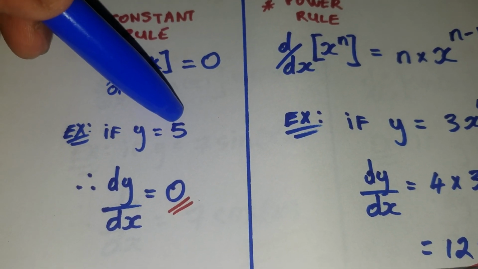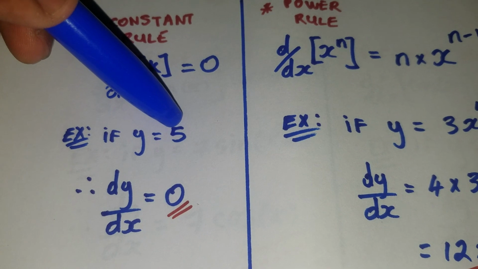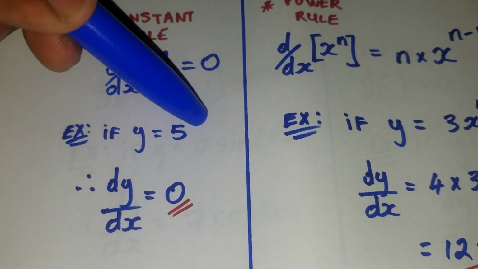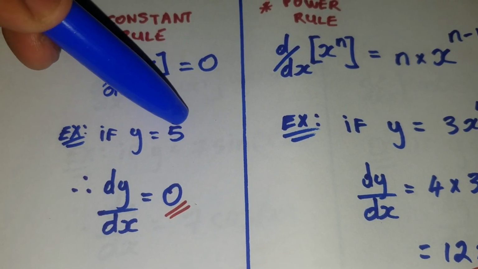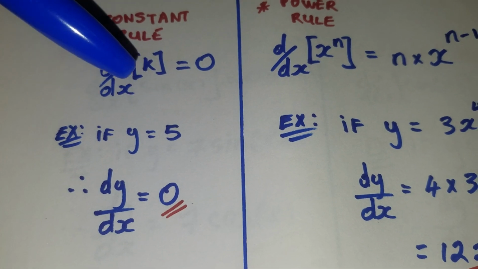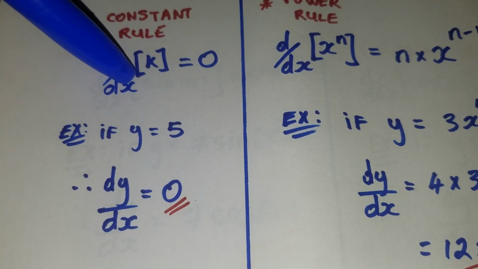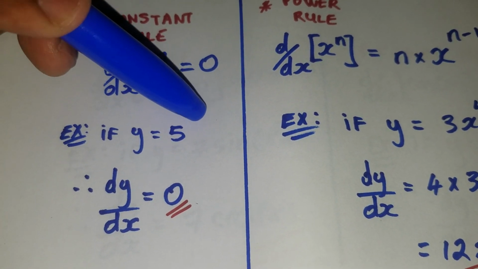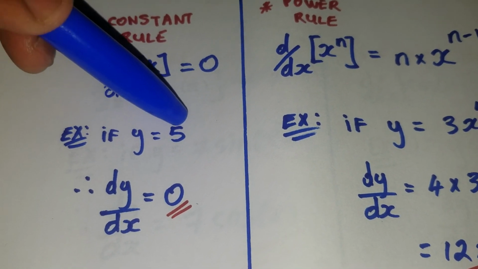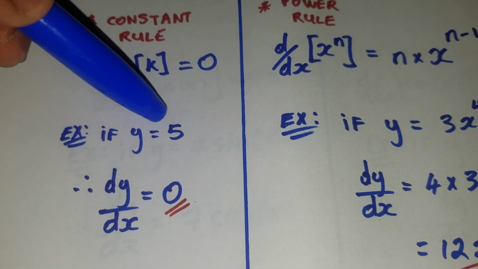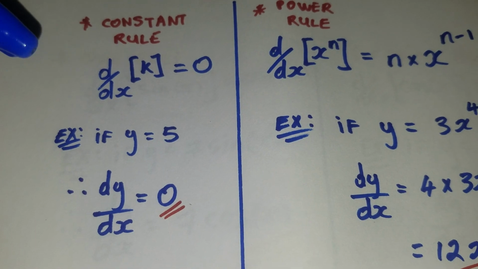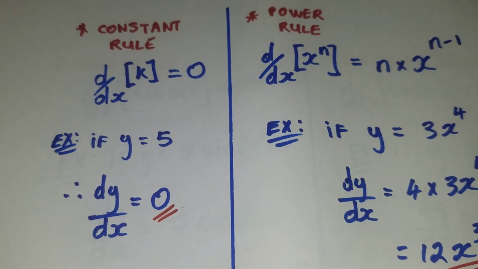The reason this is a constant is because there is no variable of interest beside it. Remember what we said, the variable of interest in this case is x. And because there's no x beside the term, this term is a constant. So therefore, the differential of a constant is 0. That is a rule that always follows.